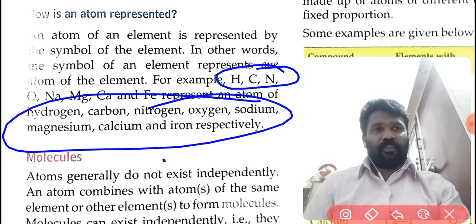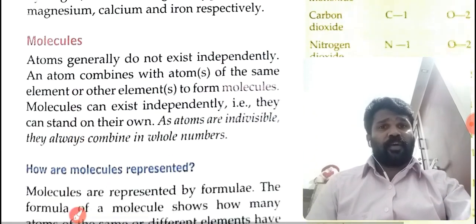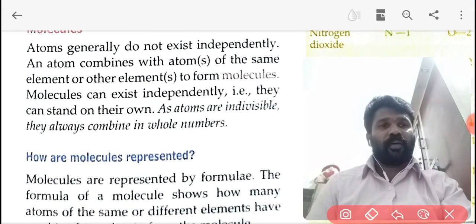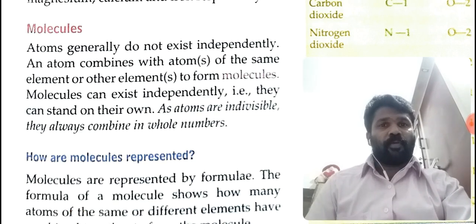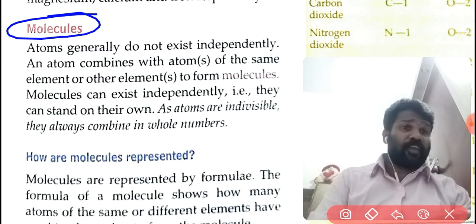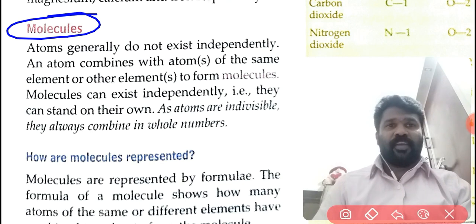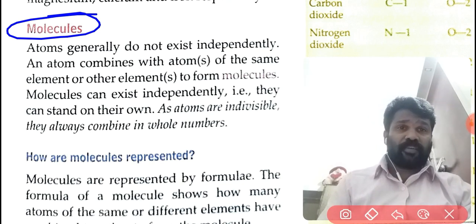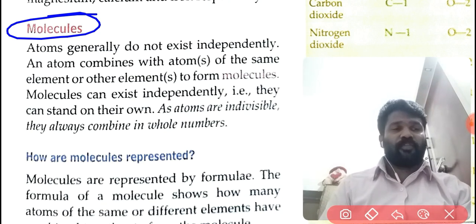Okay, students, now we are going to discuss molecules. These points are new for you, so you have to underline and keep them. Okay, molecules. Atoms generally do not exist independently. I told you atoms generally do not exist independently. Atoms combine with atoms of the same element or other elements to form a molecule.